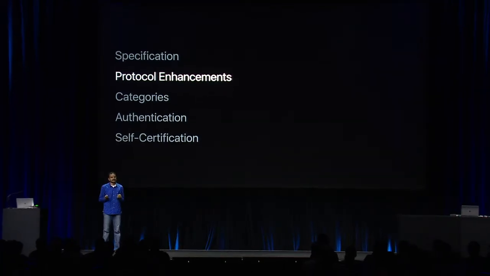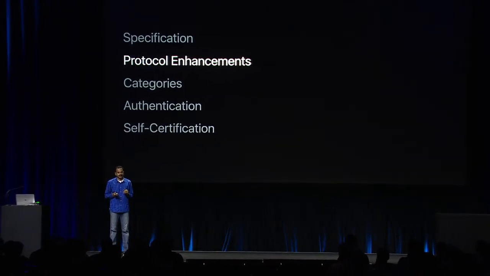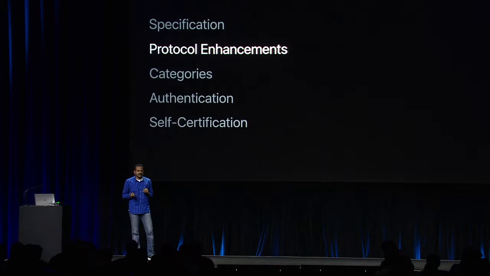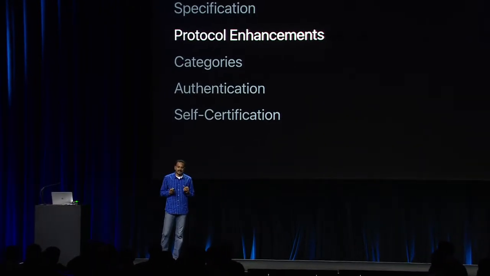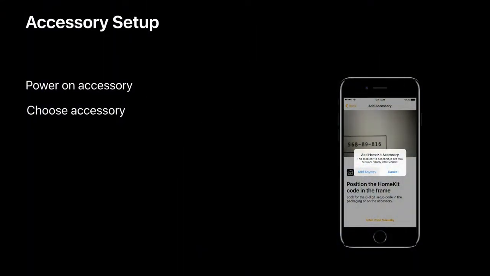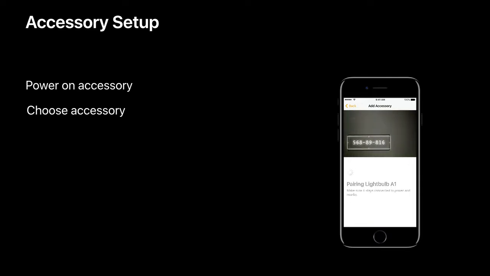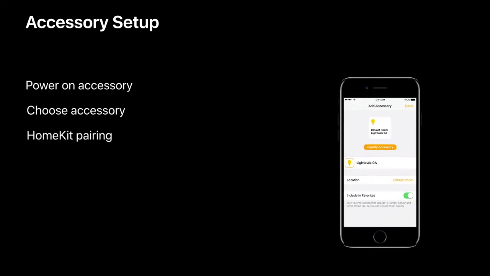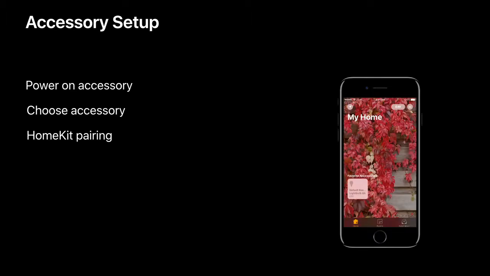Talking about enhancements, in iOS 11, we made some great enhancements to the HomeKit Accessory Protocol. Now, let's see how a user with iOS 10 sets up a HomeKit accessory, such as a light bulb. The user powers on the accessory by putting the light bulb in the socket, chooses the accessory from the Add Accessory option in the Home app, and scans the 8-digit setup code. In 3 easy steps, the user is able to set up a HomeKit accessory. This is simple and great.